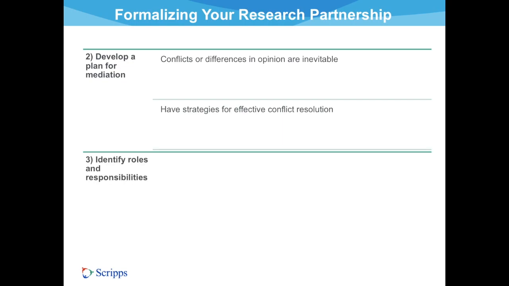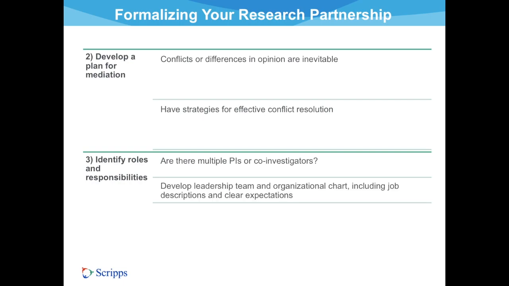Third, identify roles and responsibilities. For example, are there multiple principal investigators or co-investigators? Be sure to develop a leadership team and an organizational chart. If necessary, it would be helpful to also create a job description for each project member to specifically outline roles and responsibilities. This will ensure that expectations are clear and eliminate duplication of effort.